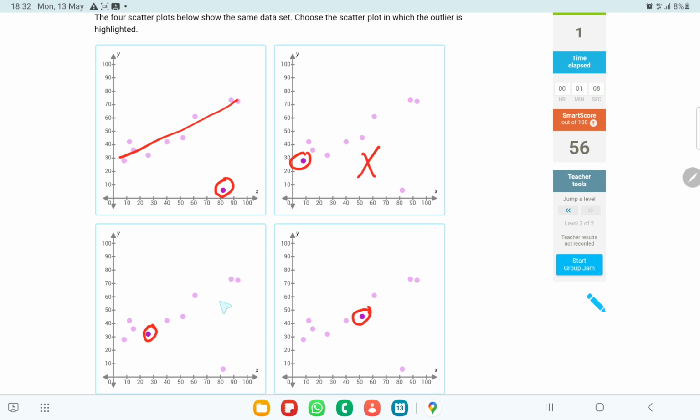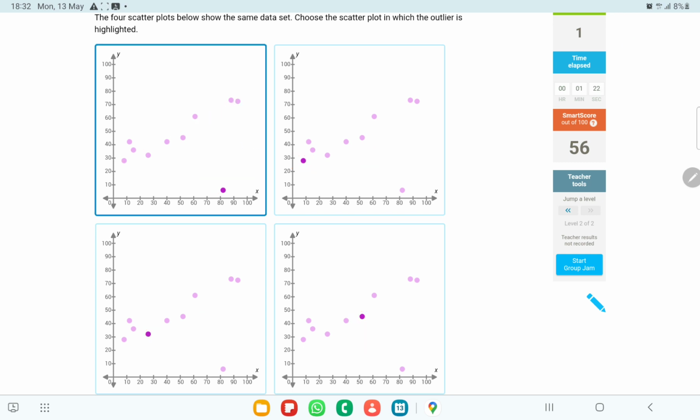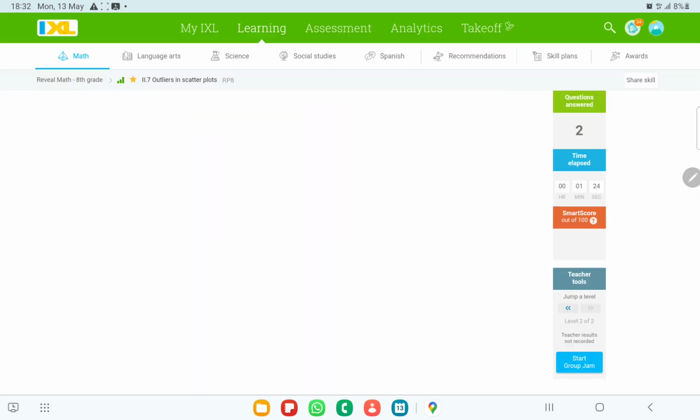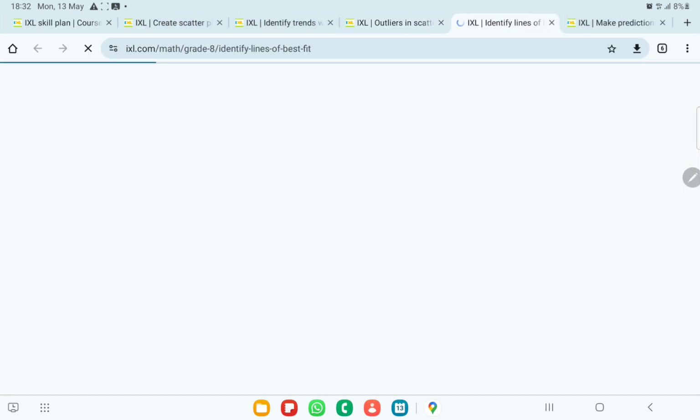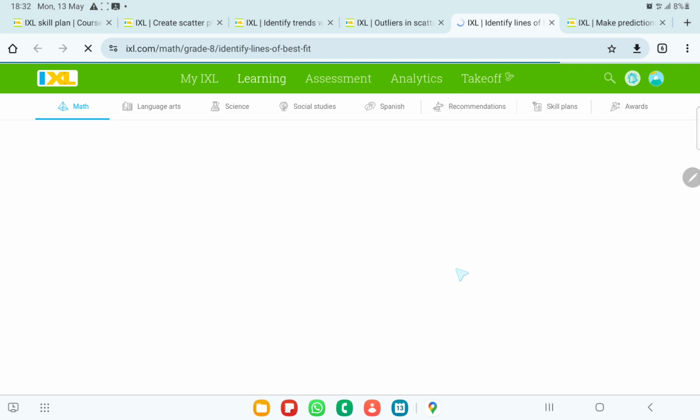This point here is close to the others, so it's not an outlier. Close to the others, not an outlier. So the only one that's so far away from the other points is this one, which we call an outlier. So yes, this is our correct answer. Amazing job. The next part, identify the lines of best fit.